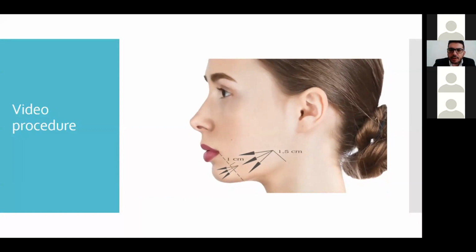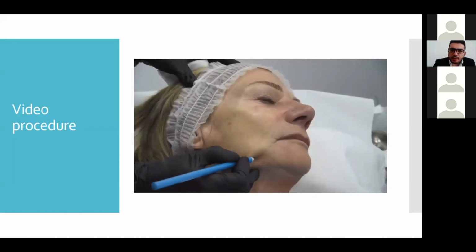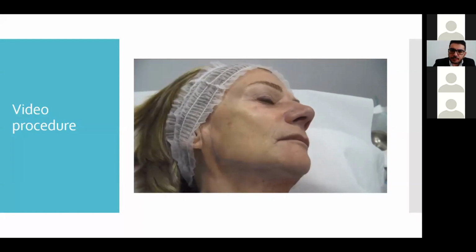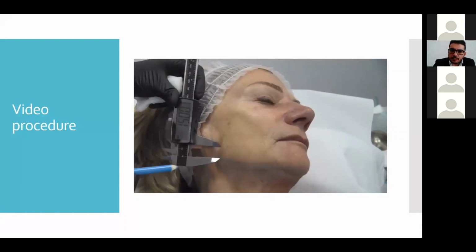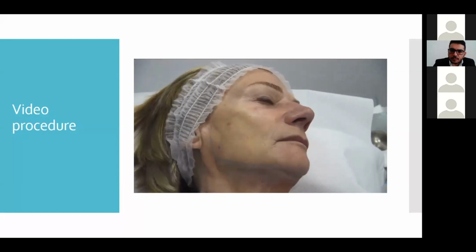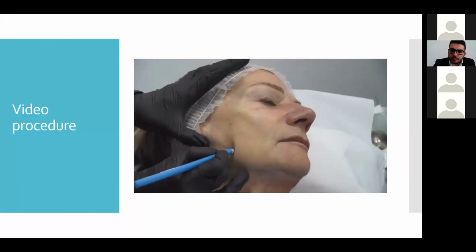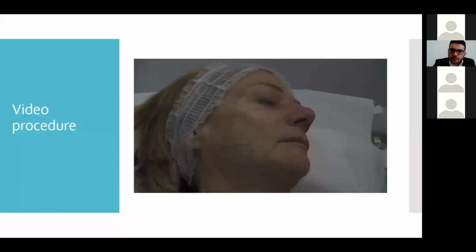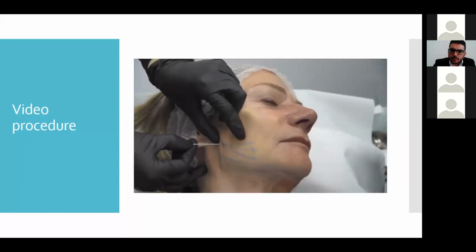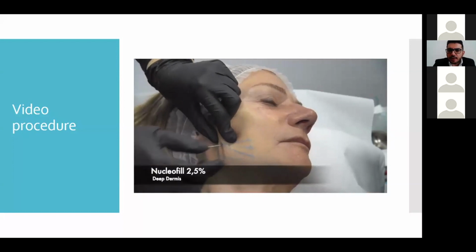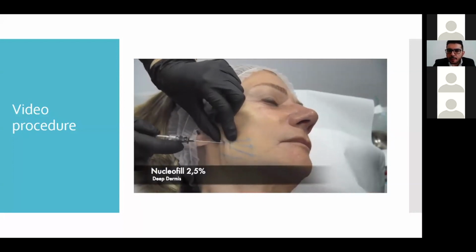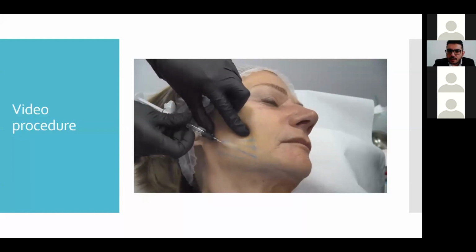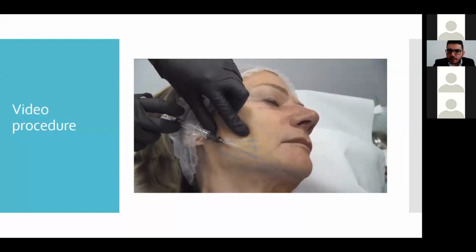Lastly, with the cannula, you can inject with a fanning technique. This is a jawline. I prefer a 23 gauge cannula or 25, and then you can start injecting the subcu in a planning technique, pressure blade.